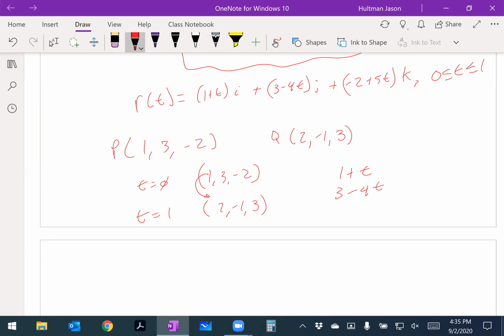And then how do I go from negative 2 to 3? You add 5. Yeah, add 5. Right, so if I want the line segment between P and Q, well, at t equals 0, what's my point? 1, 3, negative 2. At t equals 1, what's my point? It's point Q. 2, negative 1, 3. Okay. Does that make sense?